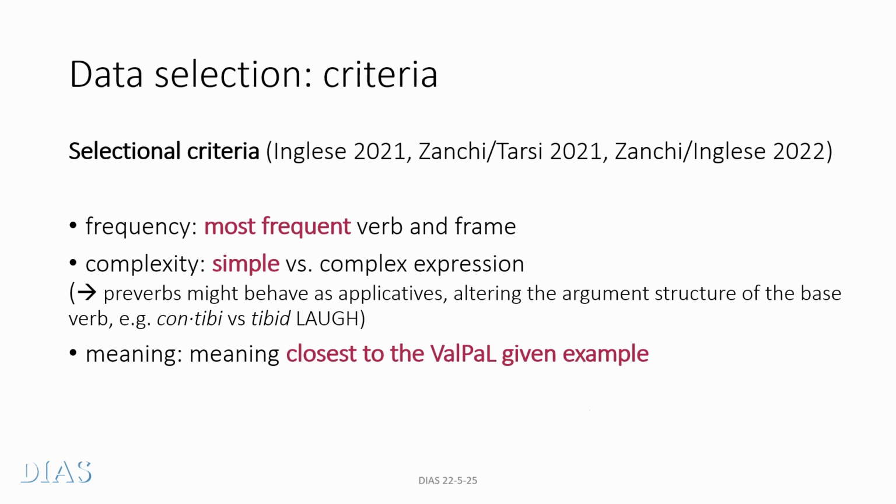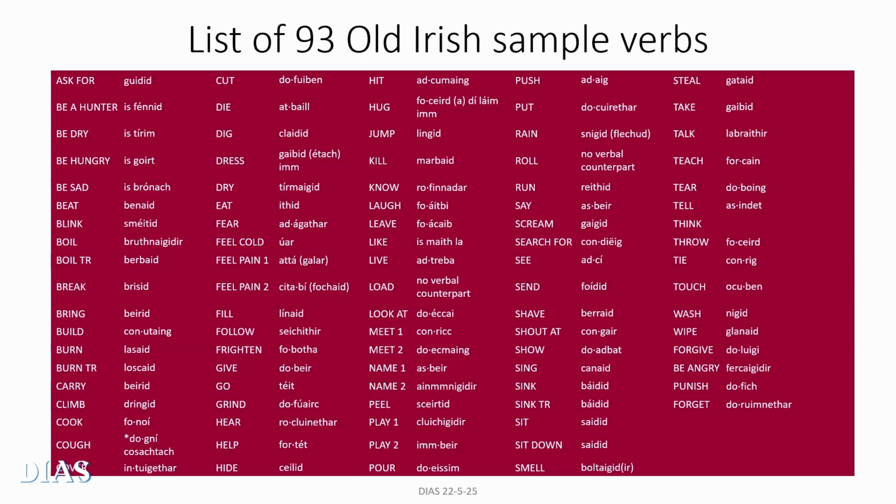These are the criteria used to select the meaning counterpart and the frames. The most frequent in the corpus, the most frequent pattern occurring in the corpus. And also, to sort out the verb, we decided to choose simple verbs over compound verbs and over complex expressions. And of course, the meaning of the verb should be as close as possible to the Valpa one. For all meanings, there are examples in Valpa, representative of the intended meaning. So, issues in the selection of verbs. This is the list of all the Old Irish verbs that are now in the database. I cannot, of course, go through all of them.